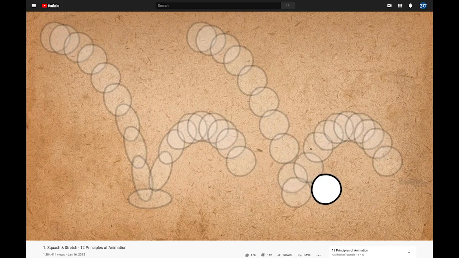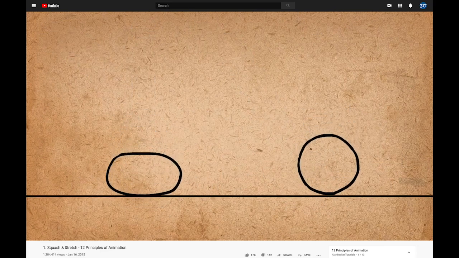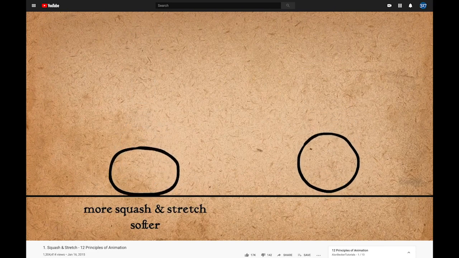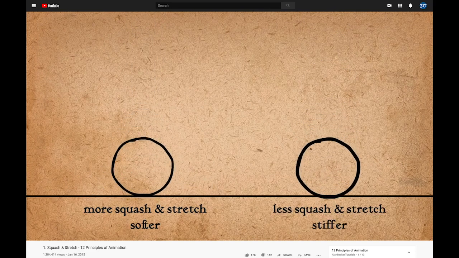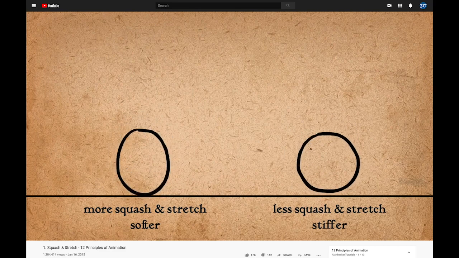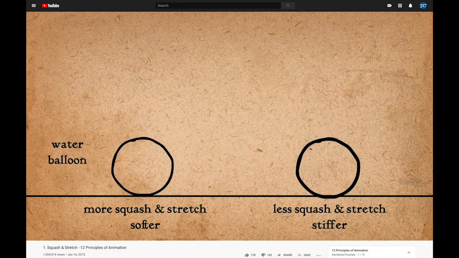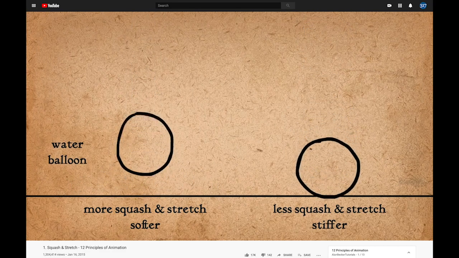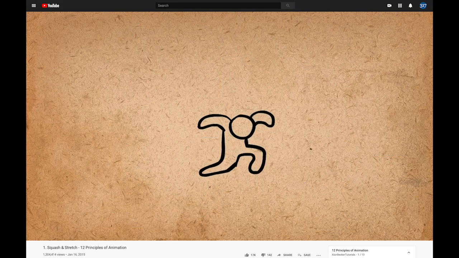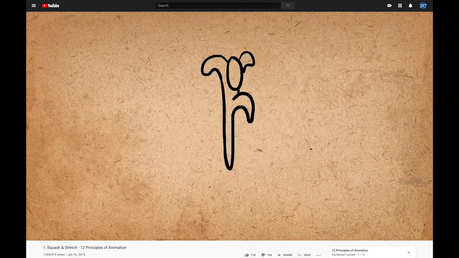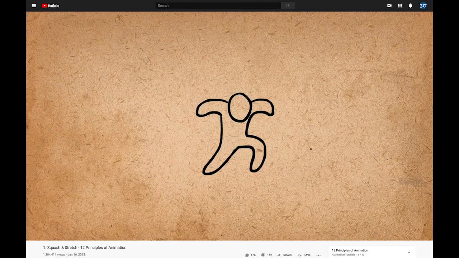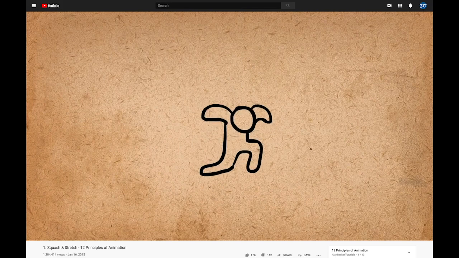See the difference? The amount that an object squashes and stretches says something about its mass. The more squash and stretch, the softer the object. The less squash and stretch, the stiffer the object. This first one looks like a water balloon, and the second one probably would be a bowling ball. Squash and stretch applies to characters too. Look at how this figure is stretching from the speed that he's coming down with, and then he squashes after he lands, before settling in his pose.